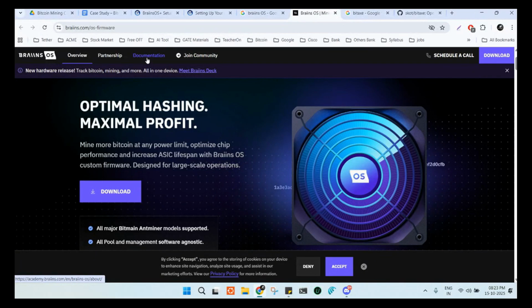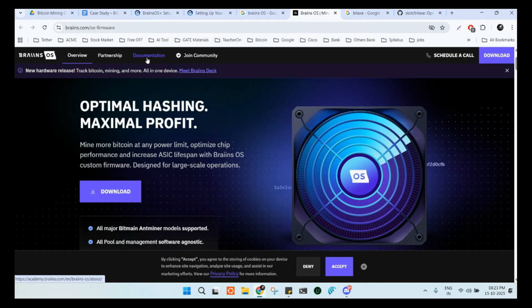So that will give an extra abstraction layer, or maybe extra protection, so that Antminer may not be able to communicate with your hardware using the operating system. I can give you an example.